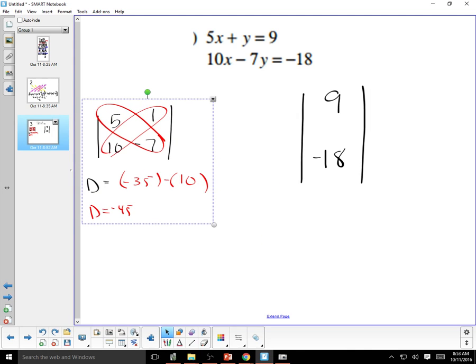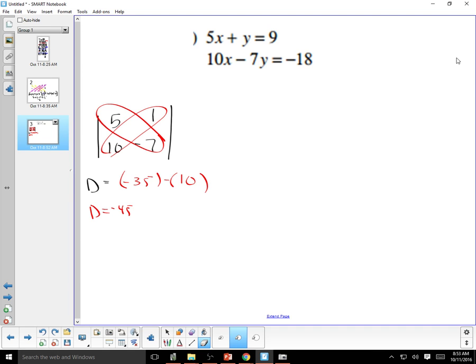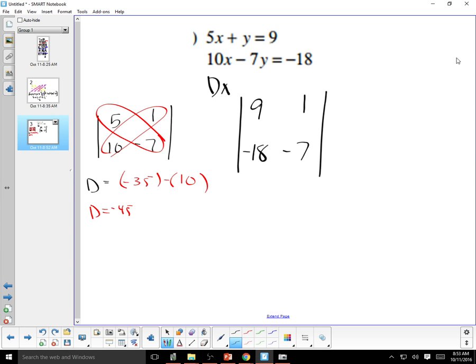Okay. I'm going to make this a little bit smaller here, because I think I can fit them all side by side. You guys can see it, right? Okay. I'm going to make this matrix again. But because I'm going to find what I'm going to call dx here, I'm going to solve kind of like for the determinant with x in it. The answers are going to go into the x column. So 9, -18. Okay? And the other column stays the way it is. So I've got 1, -7. Questions there? All right, cool.